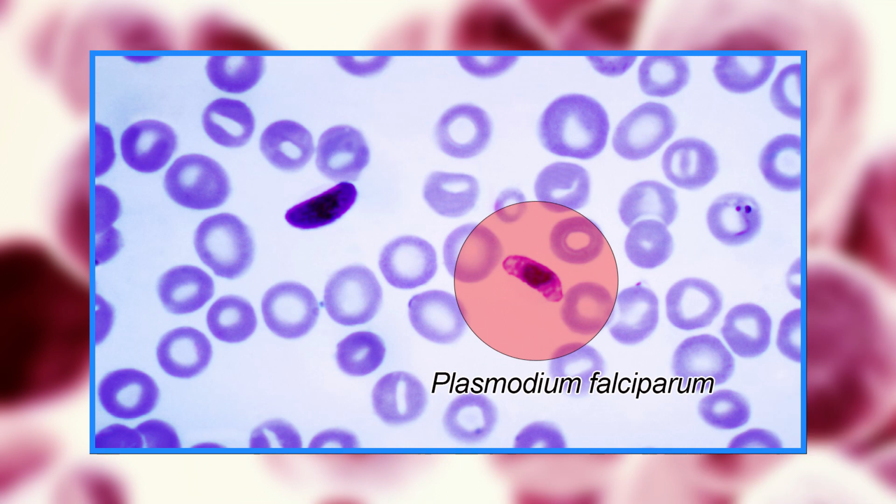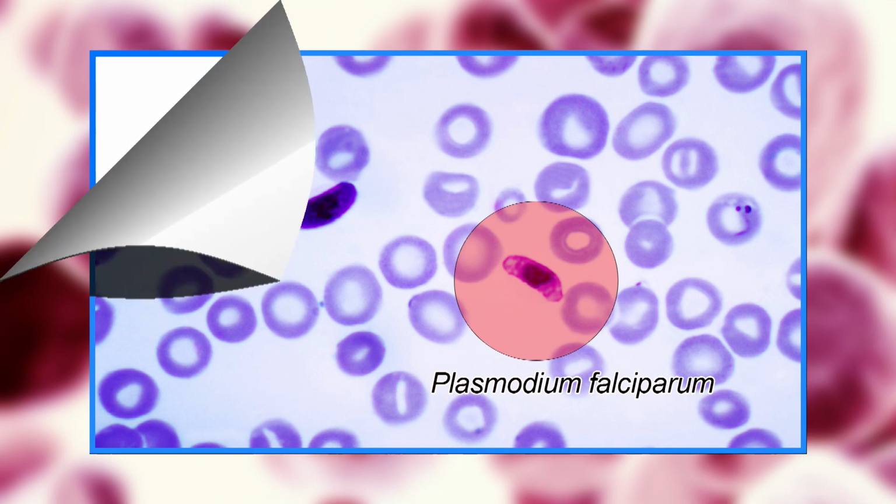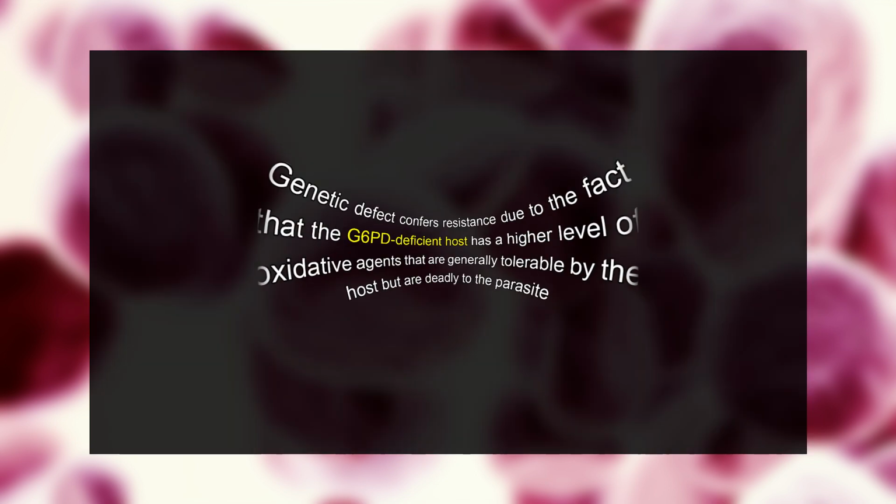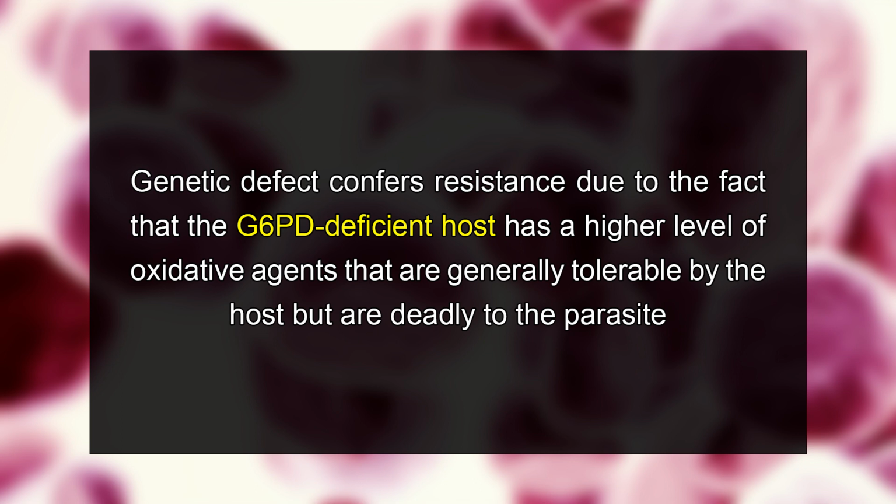In vitro studies have shown that the Plasmodium falciparum is very sensitive to oxidative damage. This is the basis for another theory, that the genetic defect confers resistance because the glucose 6-phosphate dehydrogenase deficient host has a higher level of oxidative agents that are generally tolerable by the host but are deadly to the parasite.